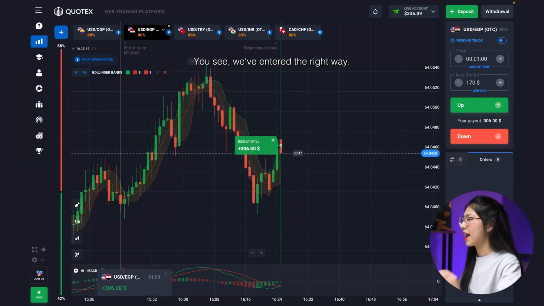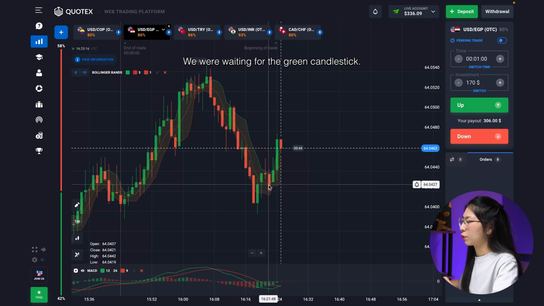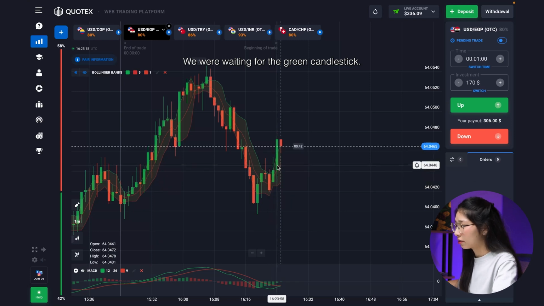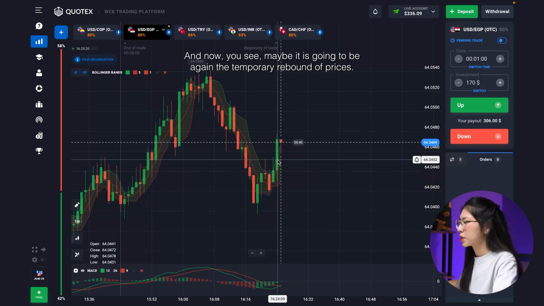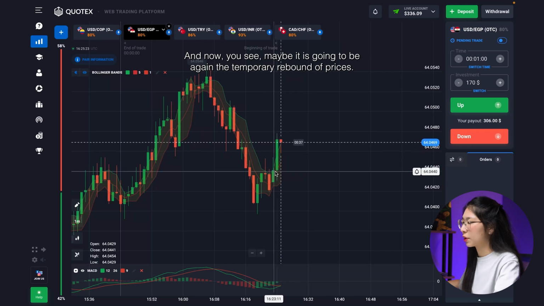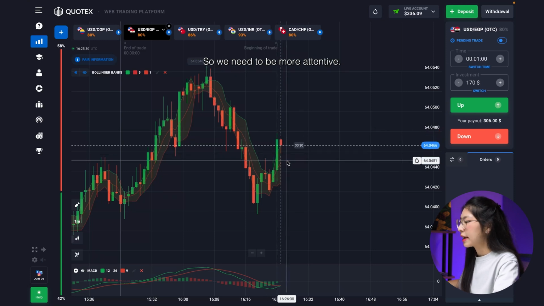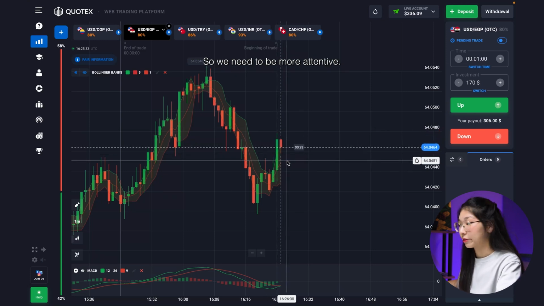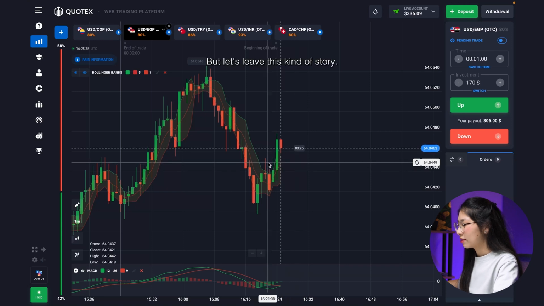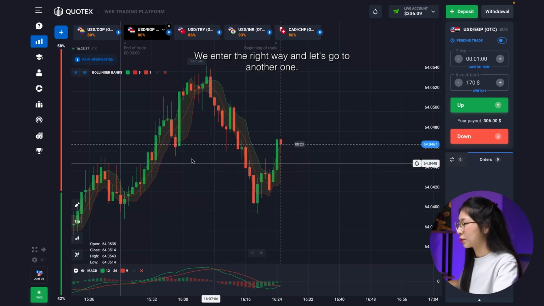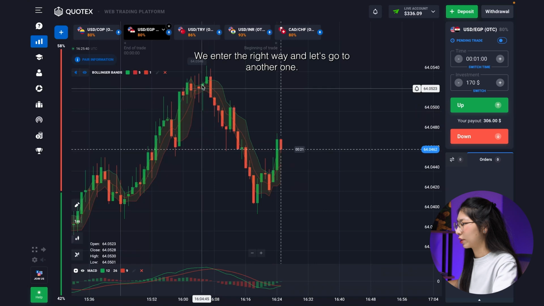Perfect turn. You see, we entered the right way. We were waiting for the green candlestick, and now maybe you see it's going to begin the temporary rebound of prices, because some periods ago that very situation happened, so we need to be more attentive. But let's leave this kind of story. We entered the right way and let's go to another one.